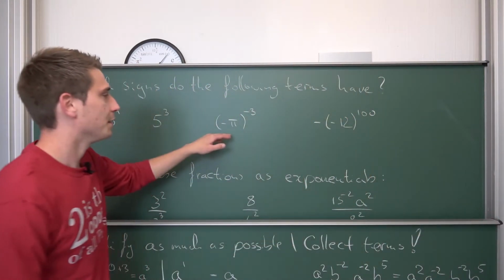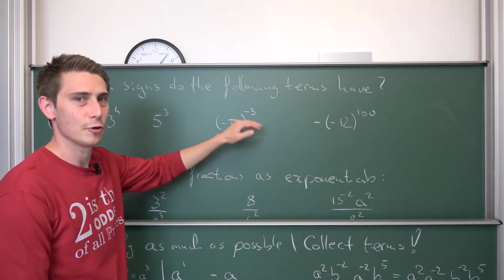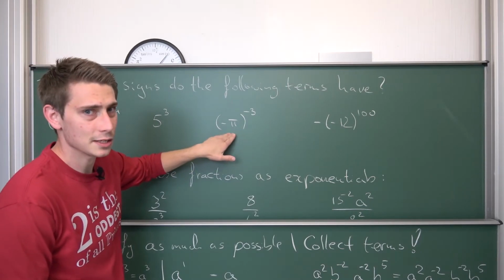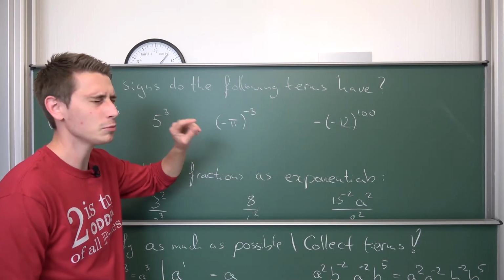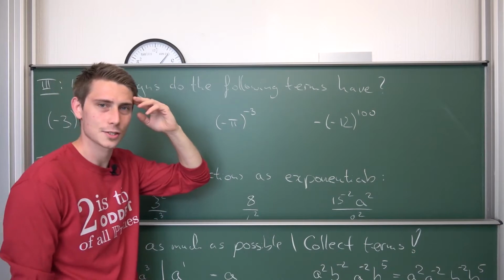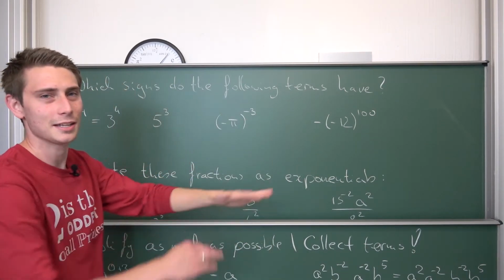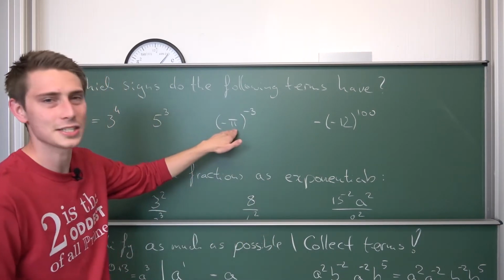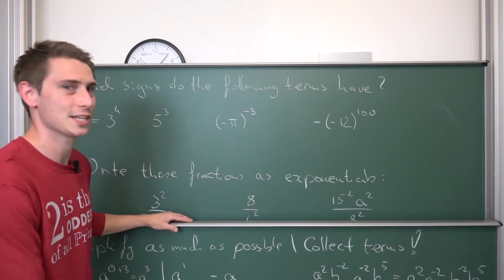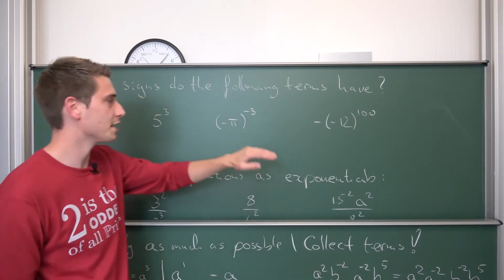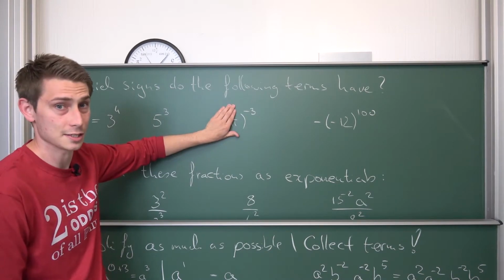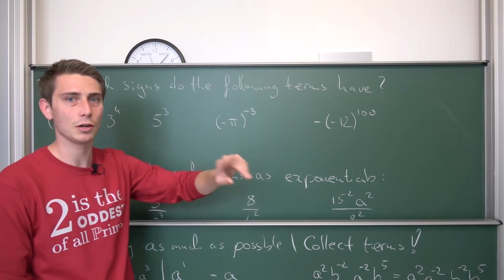Now what about a negative pi to the negative 3rd power? Once students see the number pi here popping up, it's already payday. They have no idea what's going on. This isn't a number for them. It's a weird symbol, doesn't make any sense. But we don't care, it's a negative base, whatever this is. What about the exponent? That's the only thing that counts.